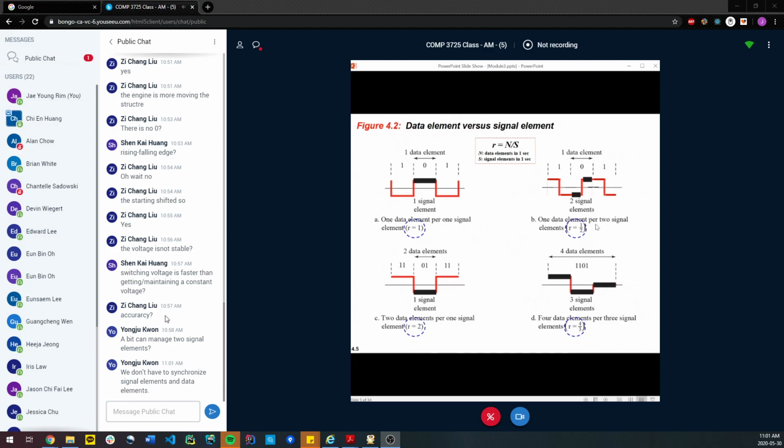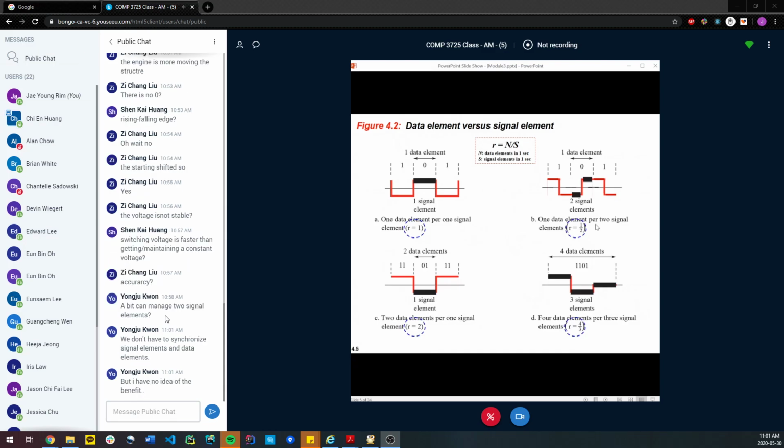Okay, so it has to do with synchronization. Okay, so it's not about synchronizing between data elements and signal elements, but it's about synchronization between the sender and the receiver. Okay, so let me ask a question, right?